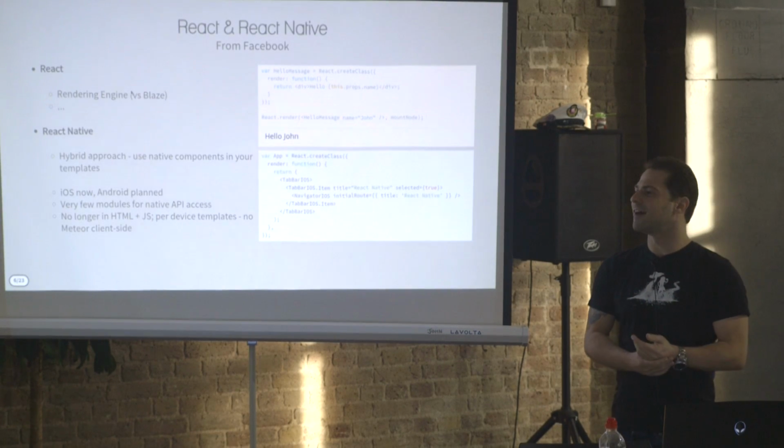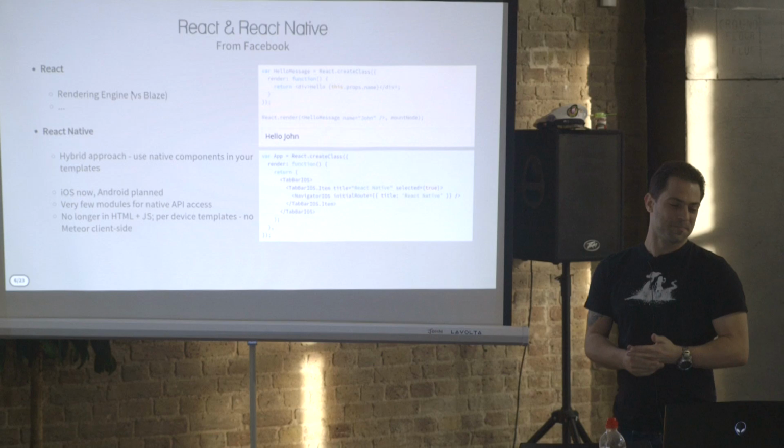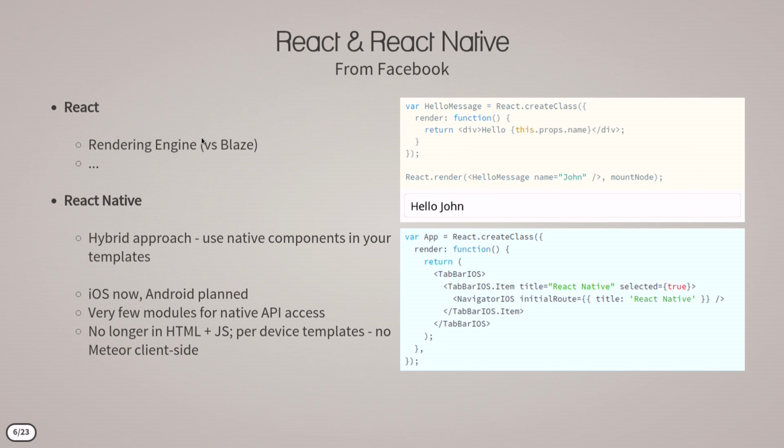So React, I'm sure everyone here has at least heard of React. I'm not going to get into it because it's beyond the scope of the lecture today. But you're talking about a rendering engine that's an alternative to Blaze, and it looks kind of like this on the right. We've got a React class with a render function. We've got JSX, so we're returning a div in our JavaScript. And this will render into Hello John. The reason I bring up React without going into more details is just to mention React Native.